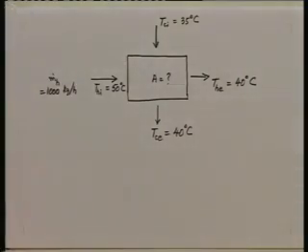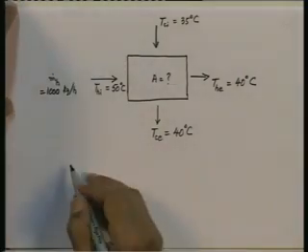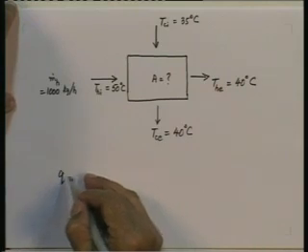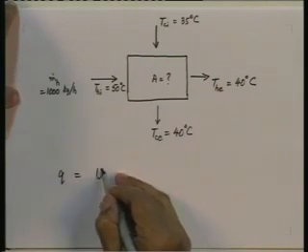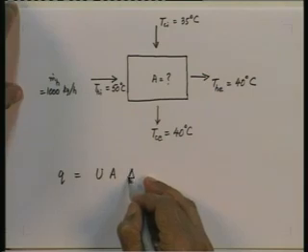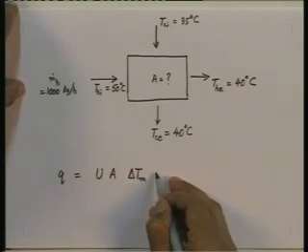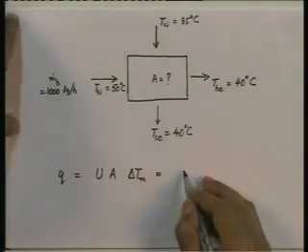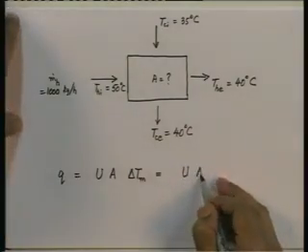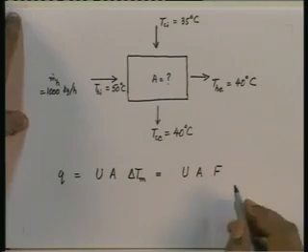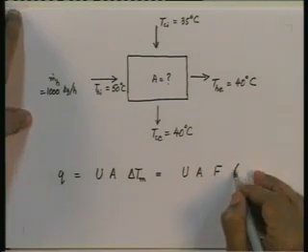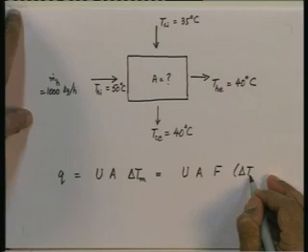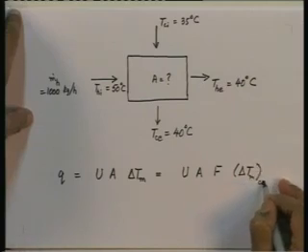Calculate the area A. Now, again our basic performance equation is Q is equal to U A delta T m. In this case, we are going to get the correction factor F. So, we will write this as U A F, which will come from the graphs, multiplied by delta T m if the arrangement had been counterflow.